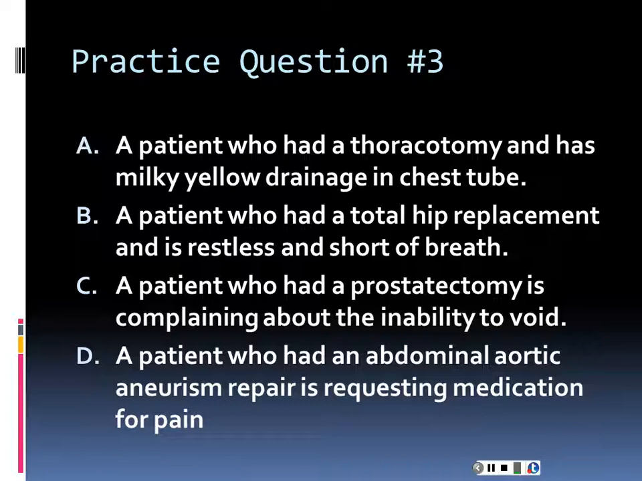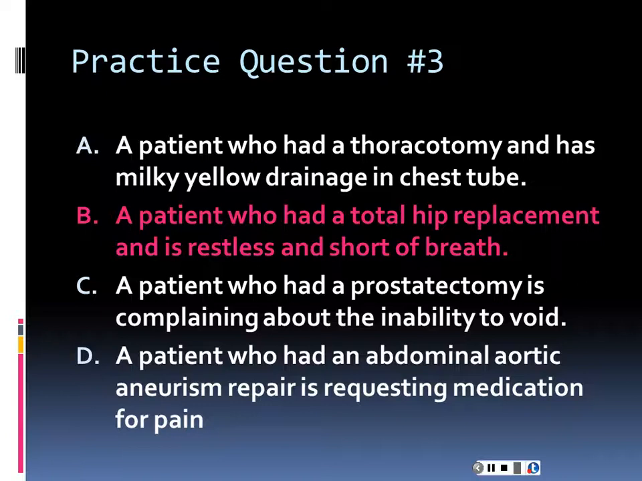However, in B, what is the worst thing that could be happening? I have a patient with a total hip replacement. Those people are at risk for fatty embolism or pulmonary embolus from clot. The patient is restless. Restless isn't right. That can indicate hypoxia. The patient is already short of breath. That sounds like an airway breathing problem to me. B is my most acute patient. I need to see B first.